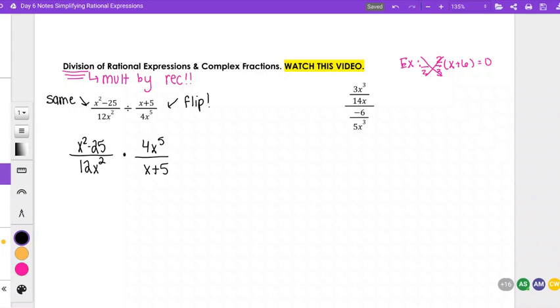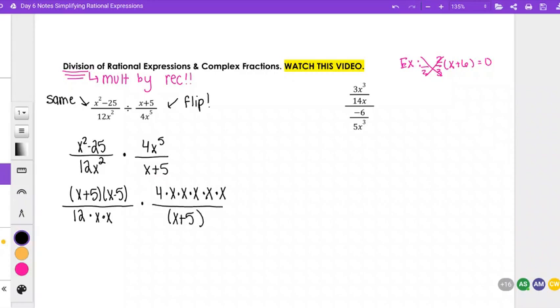What we're going to do is factor x squared minus 25. Because it's the difference of two perfect squares, that would be x plus 5, x minus 5. So this looks like x plus 5 times the quantity x minus 5. 12x squared can be broken up into 12 times x times x. 4x to the 5th can be broken up into 4 times x times x times x times x times x. And then x plus 5 really just truly does stay the same.